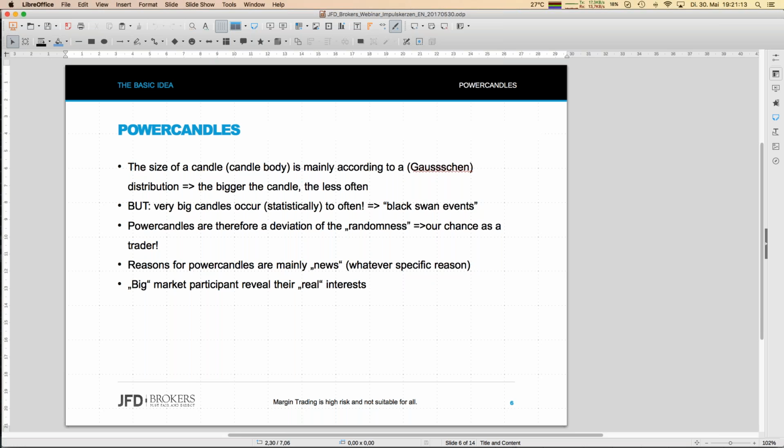And what you will find is that big candles still occur too often. So normally, those tails, and you really talk about the tails of a distribution, those tails are a little bit too much pronounced. So you will find big candles a little bit too often. Or in a more common sense, those are black swan events. And they occur too often.